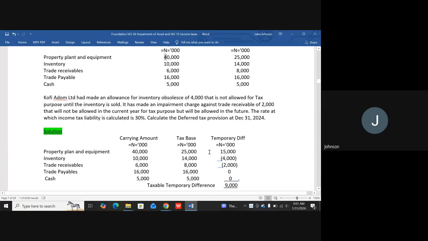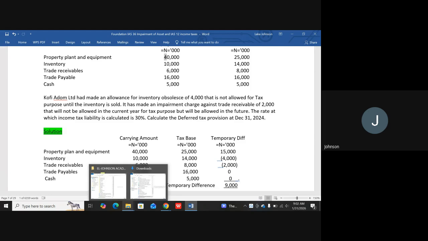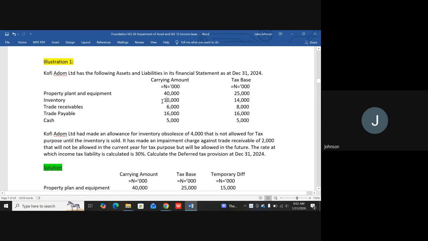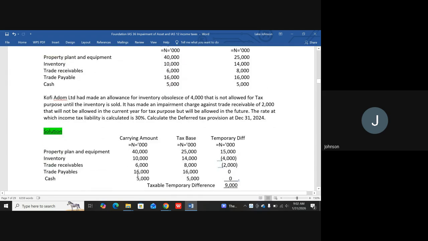It's a temporary difference. So if that difference is a positive one, always take the carrying amount first. Take the carrying amount less your tax base. So press it in your calculator: 40,000 minus 25. You're going to get 15,000 positive. If you also come here, the carrying amount of this asset is 10,000, while the recoverable amount is 14,000. So if you take your calculator, press 10,000 minus 14,000, you're going to get a negative figure. So that's how you should do it.